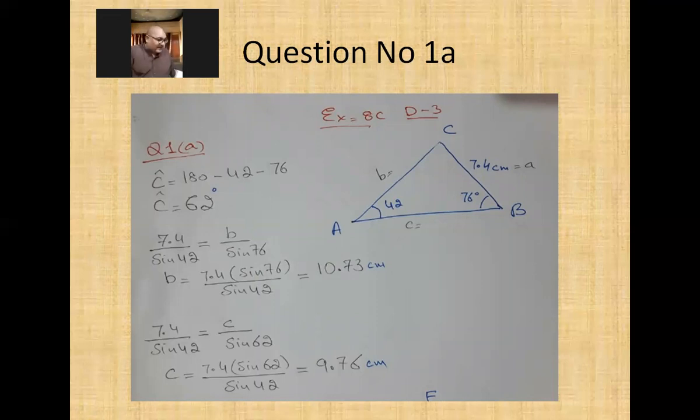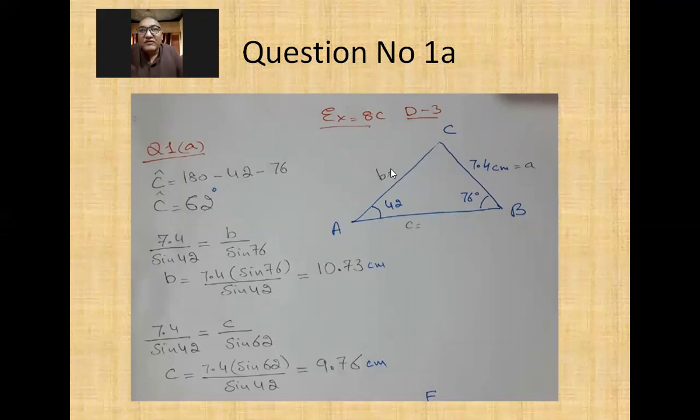Here we have a triangle, and in that triangle, the side BC is given, that's 7.4 centimeters. The angle A is given as 42 and the angle B is given as 76. The question is, find the unknown angles and the sides. The unknown angle here is this angle C, and the sides which are not known are this side and this side. Because this side is opposite to B, I will call it small b. This side is opposite to vertex C, so I will call it small c. This side is opposite to the vertex A, so I will call it small a.